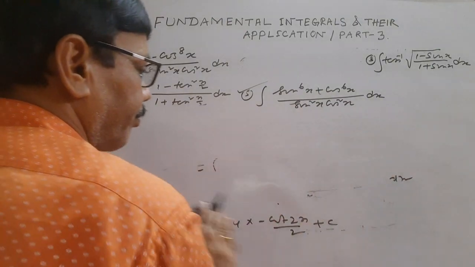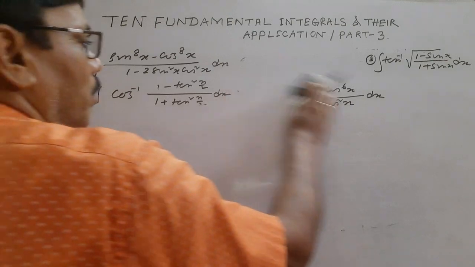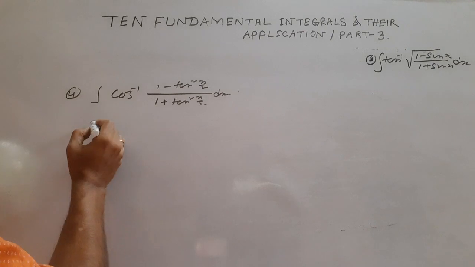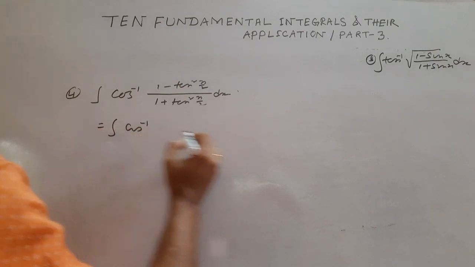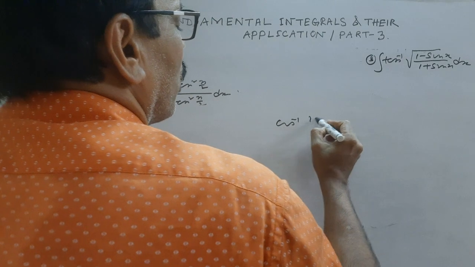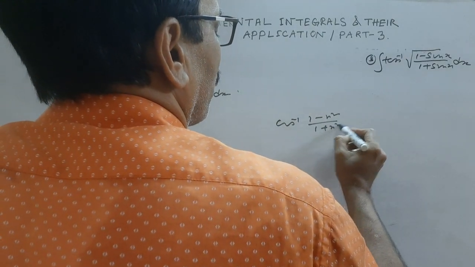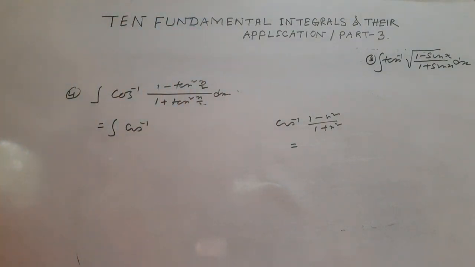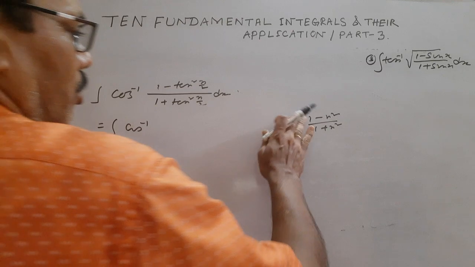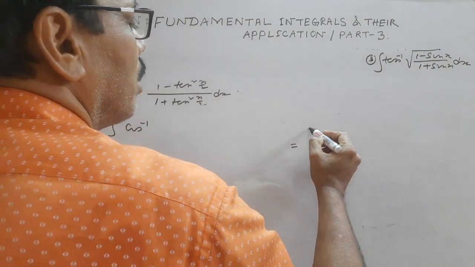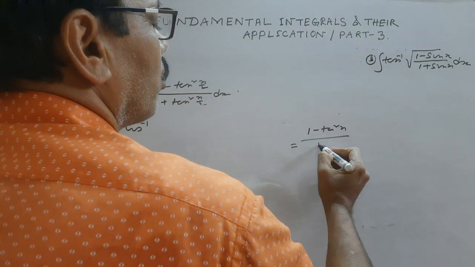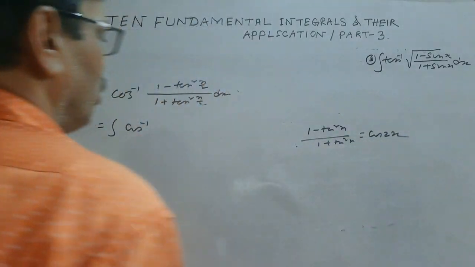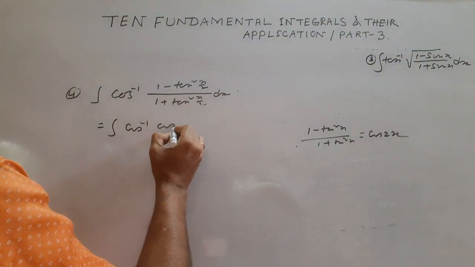Now look, problem number 4. You complete this one. Problem number 4. So this is a well-known formula. Cos inverse of (1 minus x square) by (1 plus x square). Sorry, this is (1 minus tan square x) by (1 plus tan square x). This equals cos 2x. You know. So this is cos inverse, which gives 2x by 2.